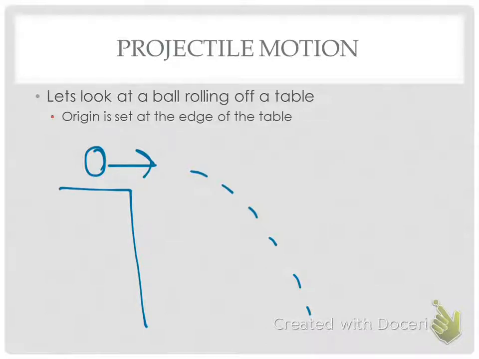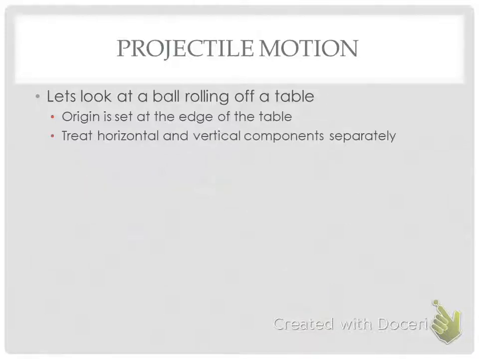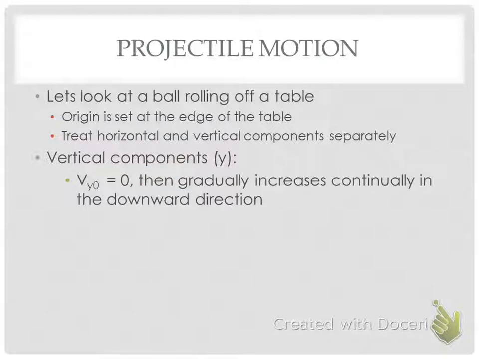So if I'm looking at this type of motion, here's my origin. It's the edge of the table. As soon as it becomes a freely falling object, that's when we're starting what we're looking at. So the origin sets at the edge of the table. We're going to look at our horizontal and our vertical components separately. So here are our vertical components of this ball that's rolling off the table.